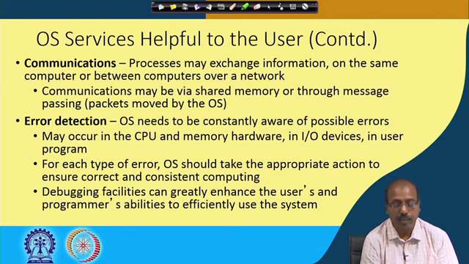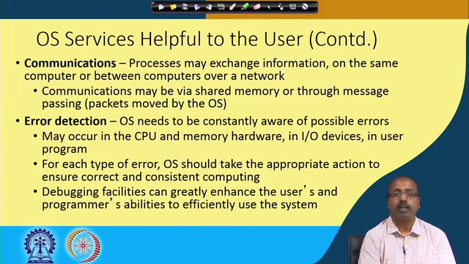For each type of error, the OS should take appropriate action to ensure correct and consistent computing. Some of the errors are transient; if you try after some time, the error will not be there. So, the operating system designer may decide that if a certain type of error occurs, the operation is retried after some time, for ensuring that computing goes on fine. This action is taken by the operating system, where it takes care of the error.